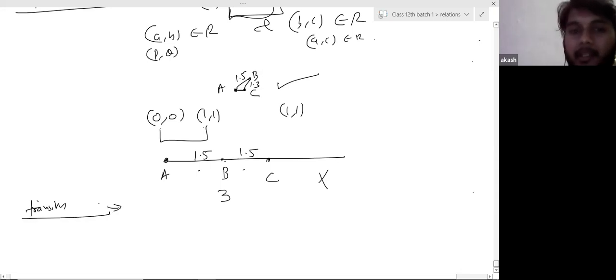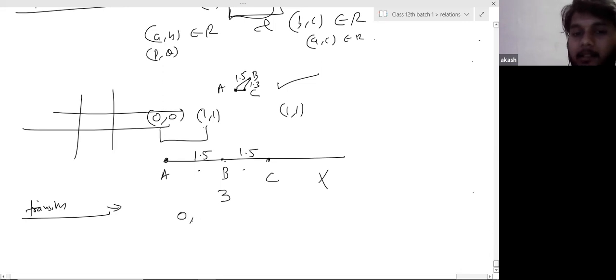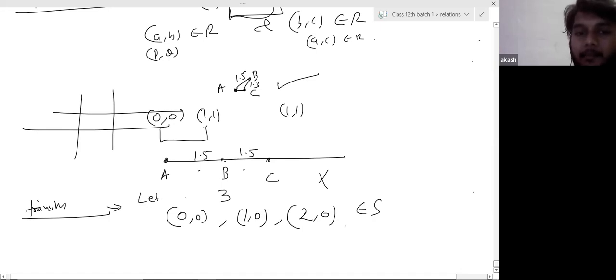See, keep one point constant, right? In a straight line, we don't have to take 1 comma 1, 2 comma 3, something like that. You take any point, keep y constant or x constant. All right, let's keep y constant, change only x. So we can say 0 comma 0, 1 comma 0, and 2 comma 0. All right, let these be 3 points belonging to S, and let P, Q, T be 3 points belonging to S with coordinates 0, 0, 1, 0, and 2, 0.